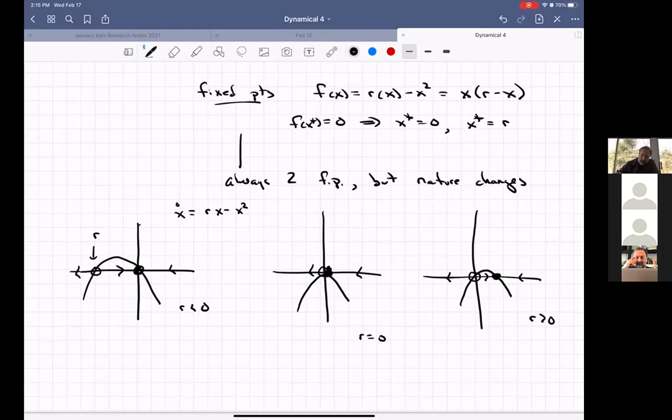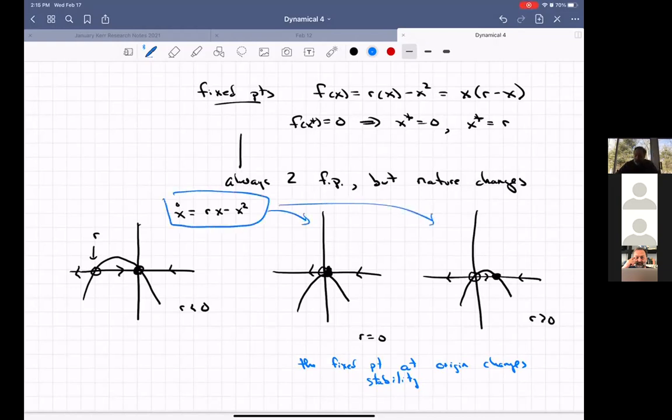See, there's always two fixed points, but the one at the origin changes its stability. If you notice here, there's always two fixed points, except for in the case where they've merged, right? So r equals 0, for one instant they've merged. The stable fixed point's always on the right for this flow. All right, so I'm using this flow for all three graphs, right? But for different values of r. So the stable fixed point's always on the right.